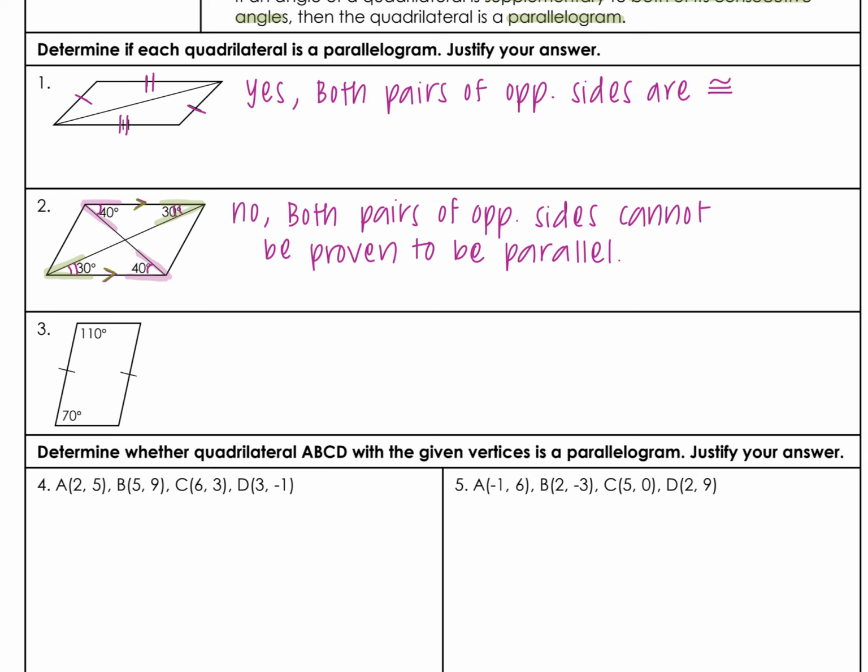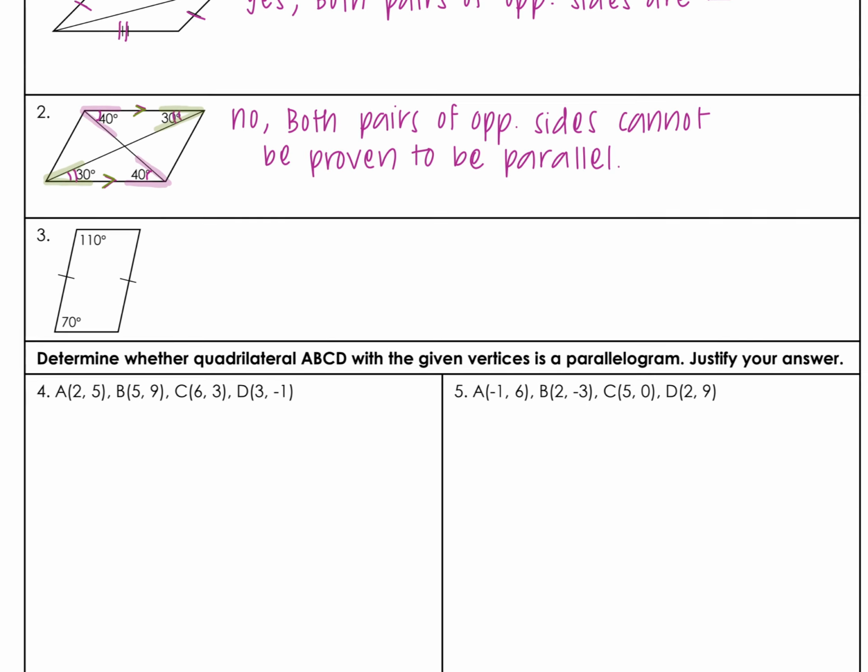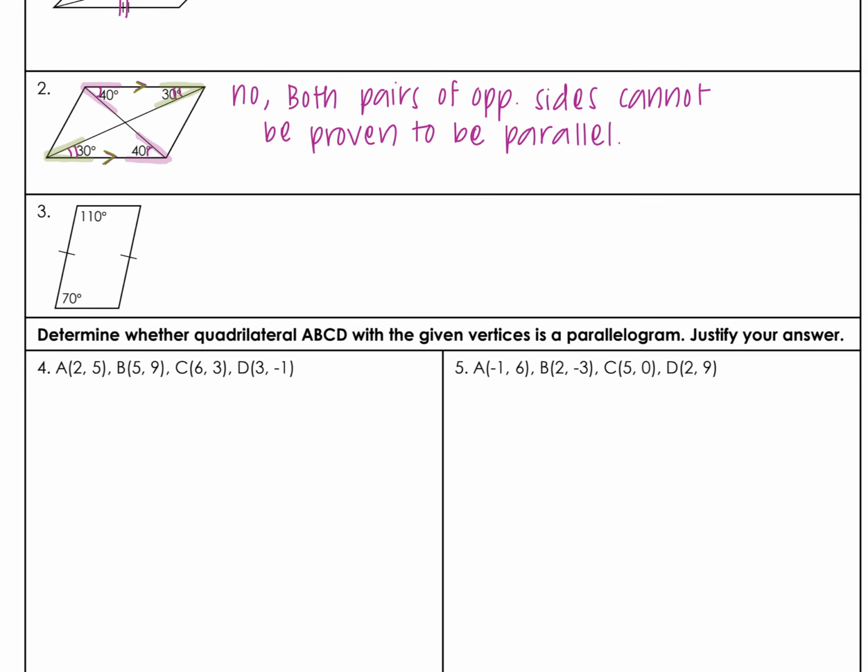All right, so moving on to our last one for this section, we have number 3. Looking at number 3 here, we do currently have our congruent sides that are given. So we have a few options. We could prove both pairs of opposite sides are congruent. So maybe we can look to see if the top and the bottom can be proven, which no, they cannot, because we don't have enough information to come up with that.